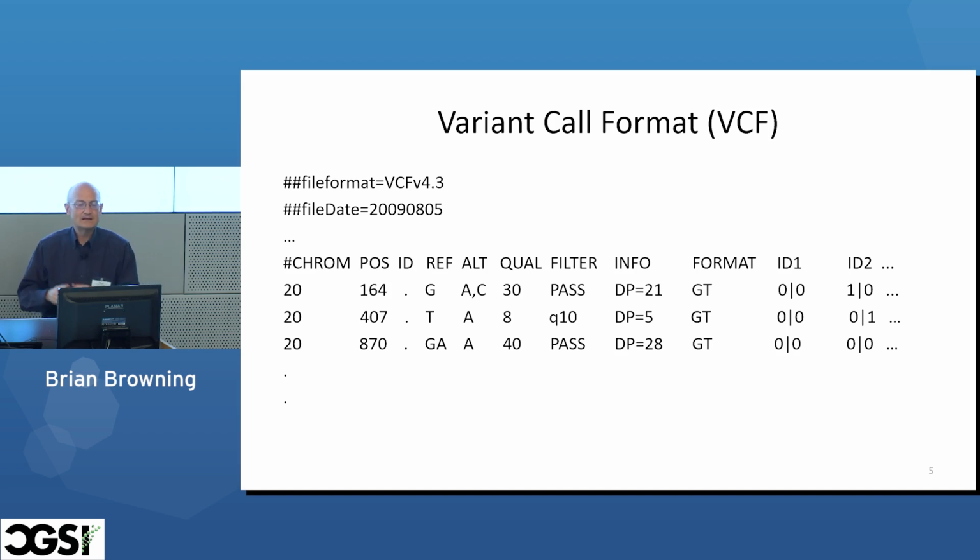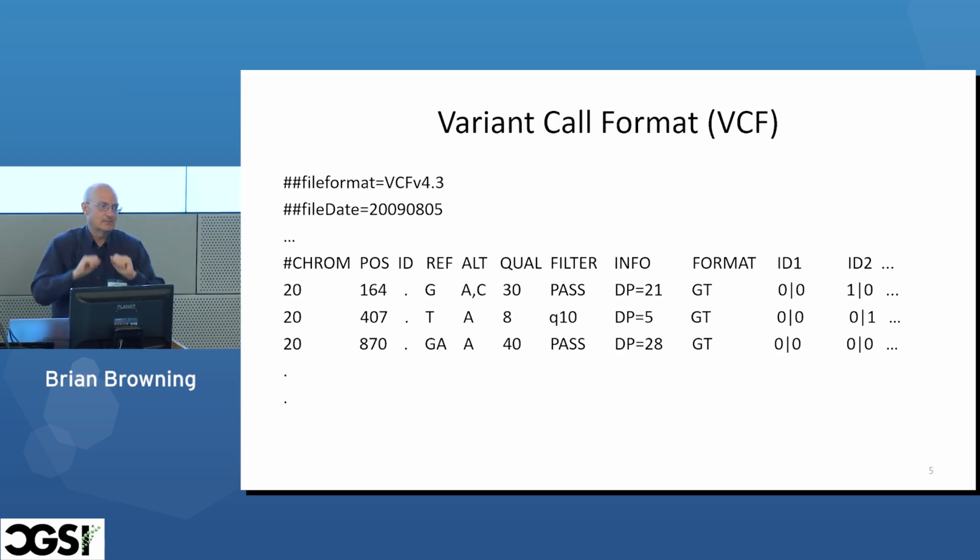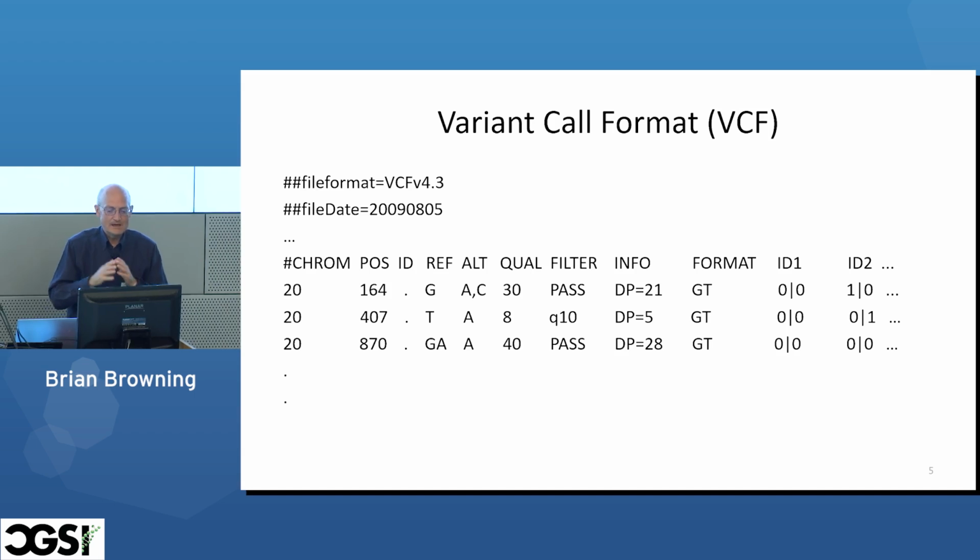So after column 9, you have sample identifiers in the top row. I just put ID1, ID2. You would put your data sample identifiers there. And you have genotypes for each sample. The 0 represents the reference allele. The pipe indicates the data is phased. And you can see you have 2 alleles for each individual.